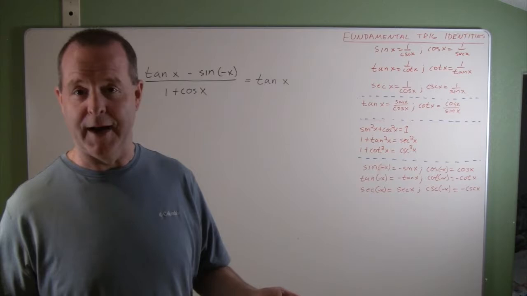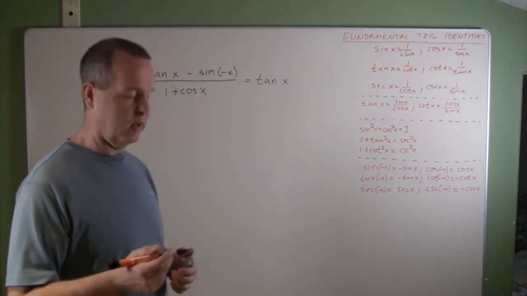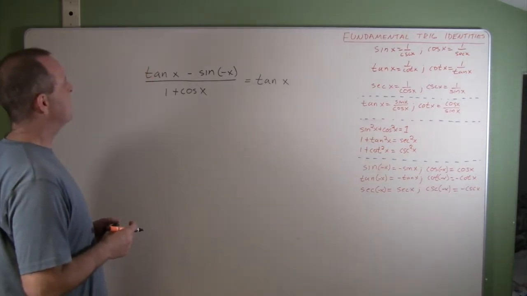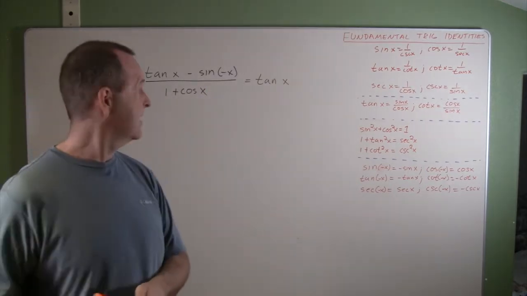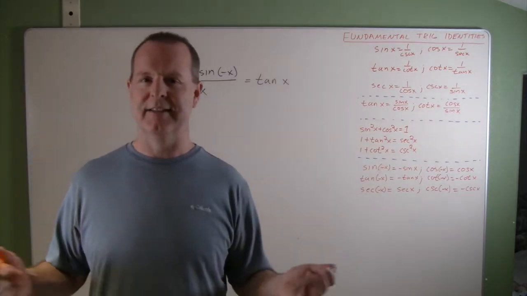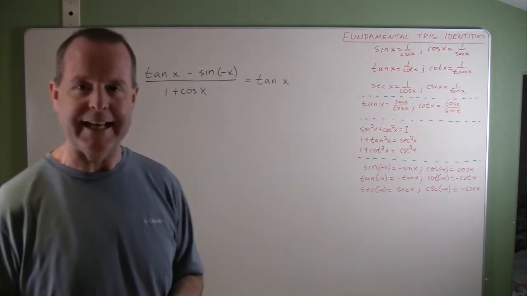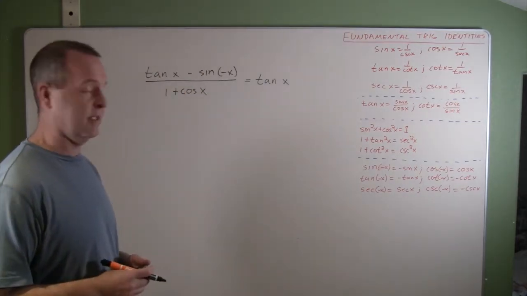All right, let's try to figure this one out. Let's continue on with some exploration here. Tangent of x minus the sine of minus x all over 1 plus cosine of x. Does that equal tangent of x? So let's try to verify this identity. And I think this is going to, again, have a couple of steps involved.